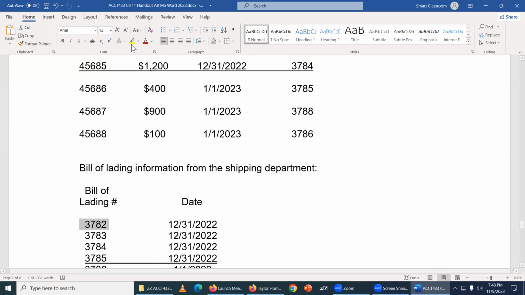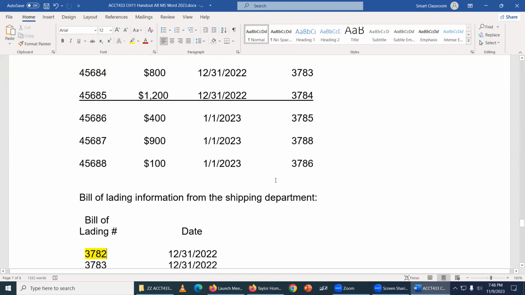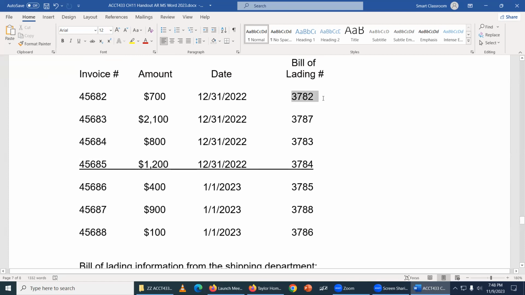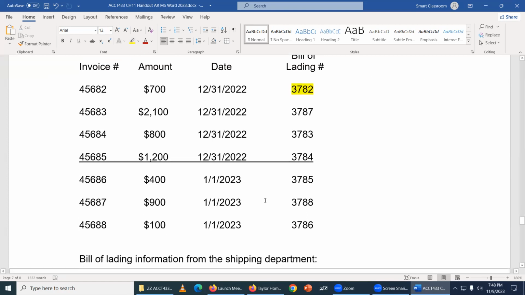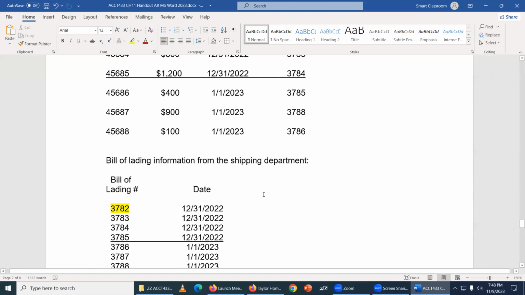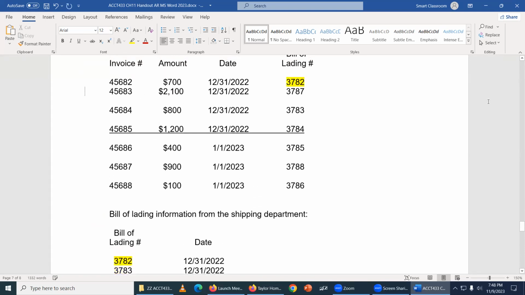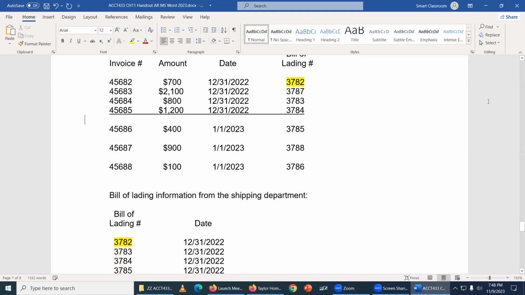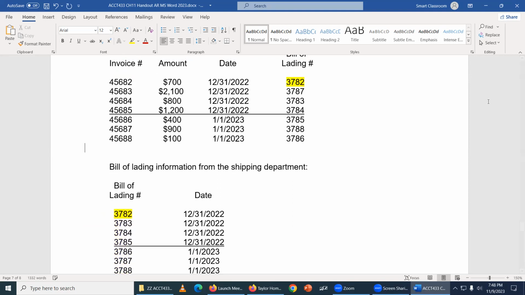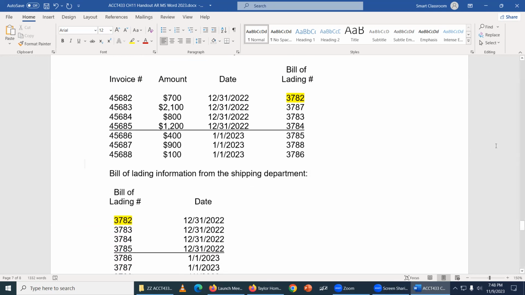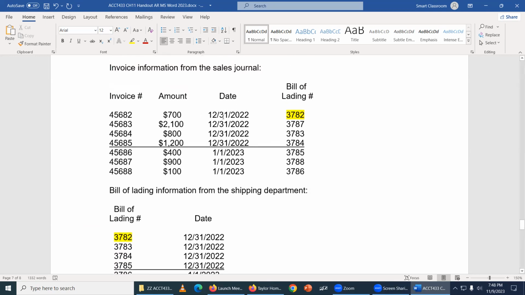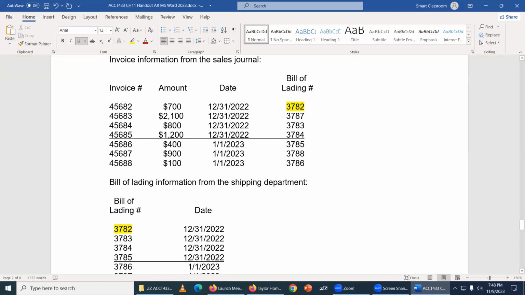Okay, so let's take the first one, 3782. So that one should be in year-end sales. I don't know why I spaced it like this. I'm going to change this a little bit. Okay, so here is the sales journal, and the sales journal is probably what they're going to use for their financial statements, at least throughout the year. But at the end of the year, you want to see which ones actually were shipped.